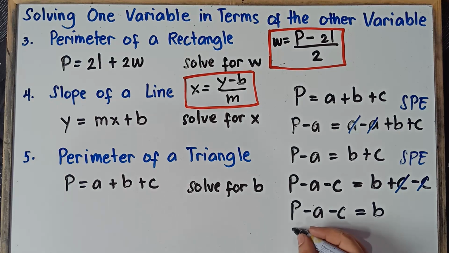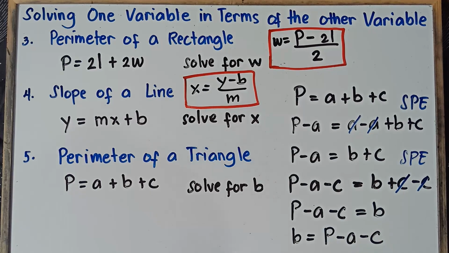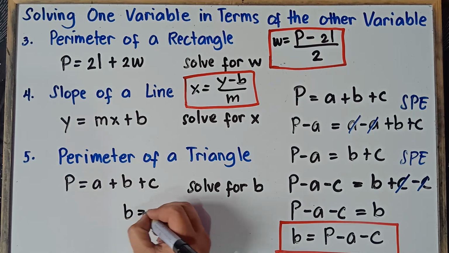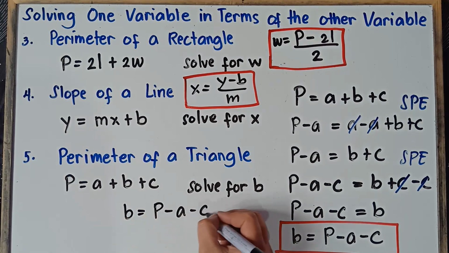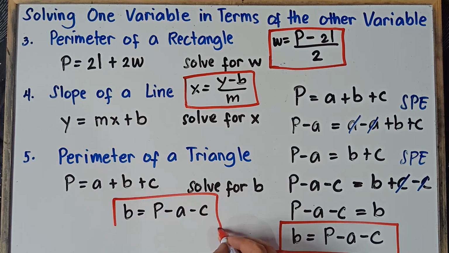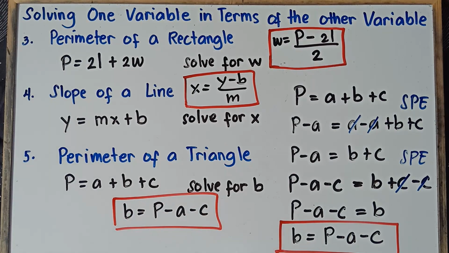Or we can write this one, b equals the perimeter minus a minus c. So let me box my answer. This will be our answer, class. B equals p minus a minus c. That's it, class. That's the answer with regards to example number 5.